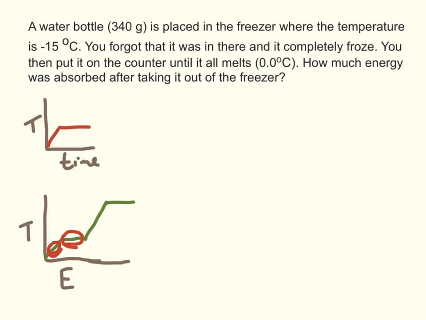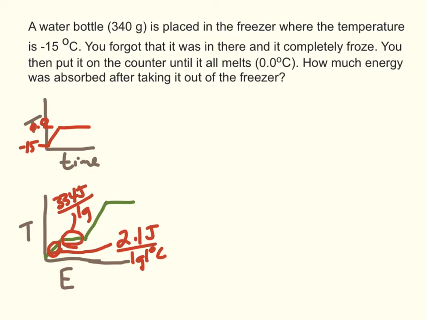So going back to our other page, we have our constants for this section right here. It is 2.1 joules for every 1 gram, 1 degree Celsius. And for this section right here, it is 334 joules for every 1 gram. And one other thing that might be helpful before we get started, we need to think about this bottom temperature as being negative 15 degrees and this one at 0.0. So our change in temperature that we had in that bottom section was 15 degrees Celsius.